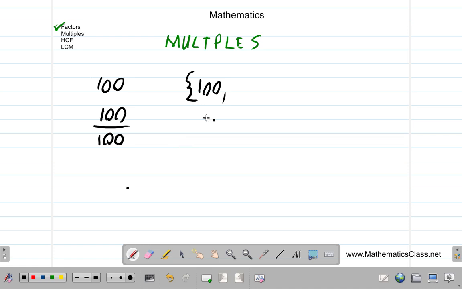Another multiple of 100. 100 can go into, let's not jump too far with the number, 200, I meant to say. 100 can divide into 200 without leaving a remainder. In fact, it is 2. So 200 is another multiple of 100.